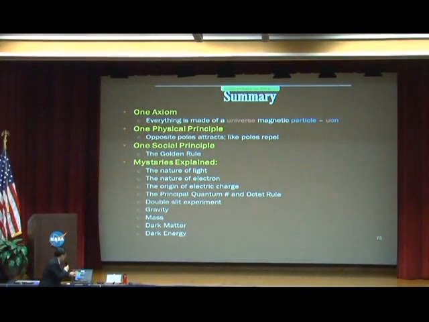So just one summary: the entire universe has only one principle. Every matter is made of universal magnetic particle ions. The physical principle is that opposite poles attract and like poles repel. The social principle is the golden rule. All the social values, the golden rule, is all action versus reaction, consistent with this fundamental build-up of human beings. And then all the mysteries are explained.